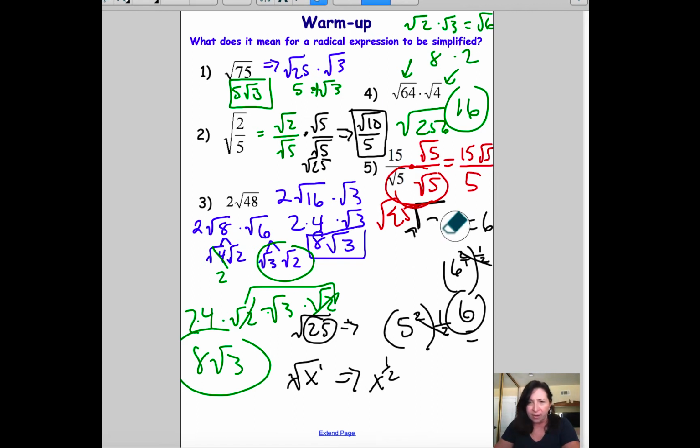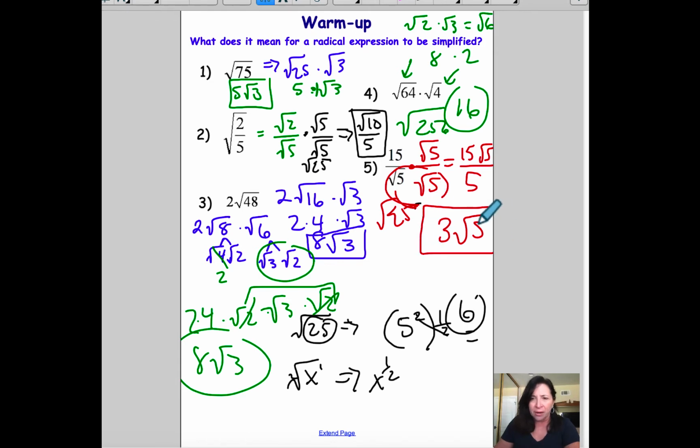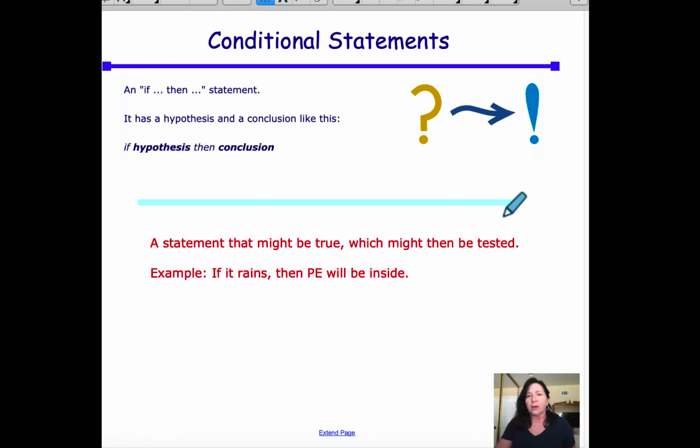I'm going to erase this because I am running out of room here. And so we have 3 and then root 5. So 3 root 5 is my answer. 3 root 5. Okay? Now, we're going to start off talking about conditional statements.